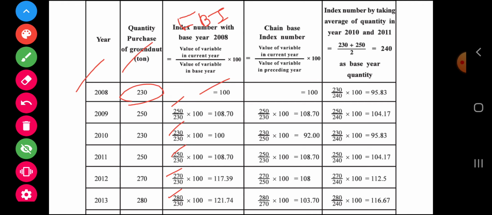That means every year the prices will be divided by 230 because that is the base year price. So this is a fixed base index. Next is chain base index.